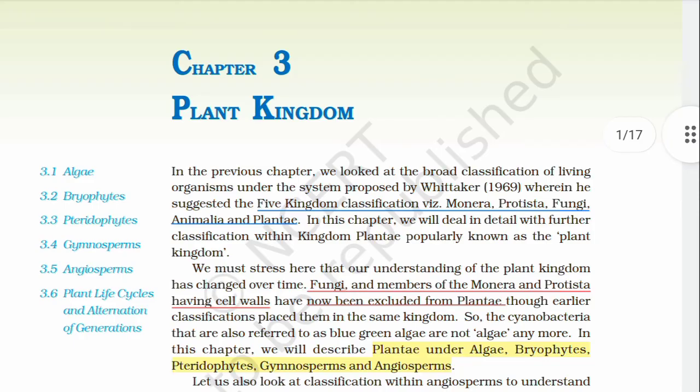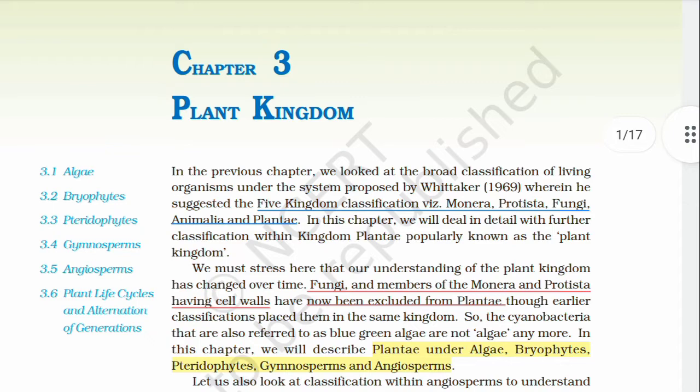Today we are going to see Chapter 3 Plant Kingdom from the unit Diversity in the Living World. We know that R.H. Whittaker gave the 5 kingdom classification. In lesson 2, we have seen the first 3 kingdoms, that is Monera, Protista and Fungi. In this lesson, we will continue with the 4th kingdom, Plantae. Check the description for the second lesson and first lesson.